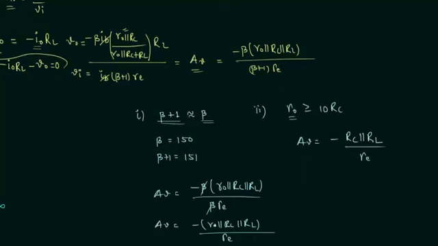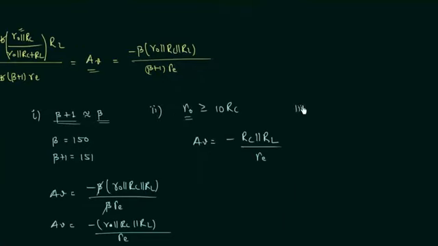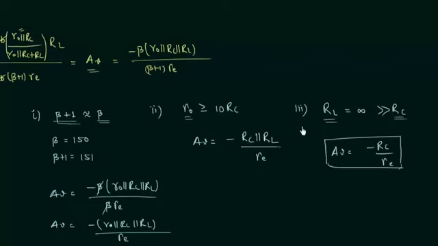In the third simplification, let's say there is no load resistance. This means the load resistance is open circuited and equal to infinity, and definitely it is much larger than resistance RC, so we can neglect the load resistance, and the voltage gain is equal to minus RC divided by the dynamic resistance RE. So this is the expression in the third case, and in many books you will find this expression.